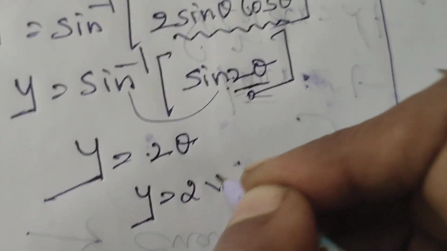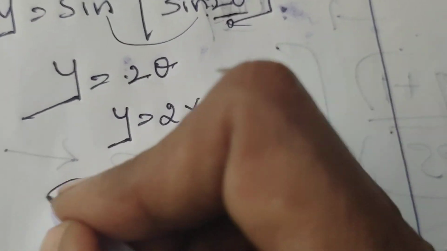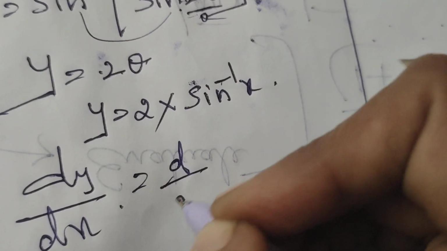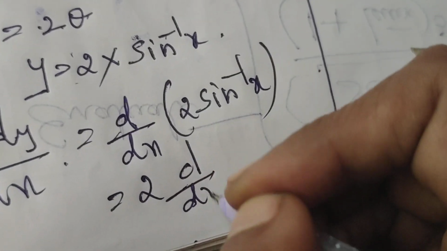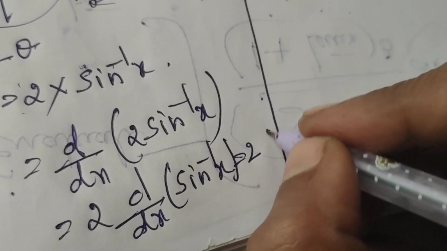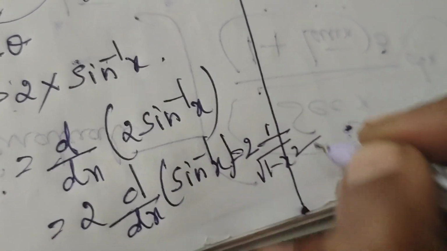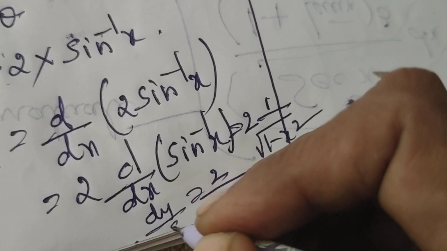Therefore, y equals 2 into theta. What is our substitution here? Sine inverse x. Now differentiate dy by dx of this y, that is 2 sine inverse x. Okay, 2 is the constant. Now differentiating sine inverse x only, therefore 2 into, what is the differentiation of sine inverse x? 1 by root of 1 minus x square. Therefore, dy by dx equals 2 by root of 1 minus x square.